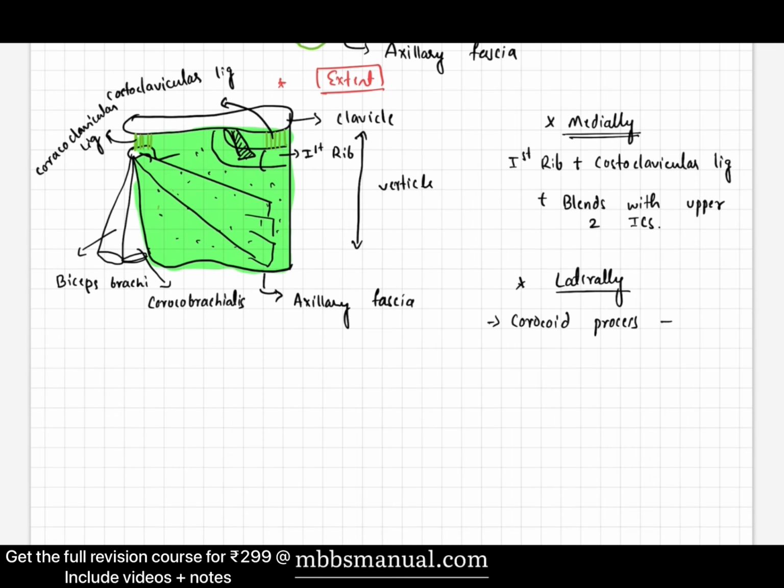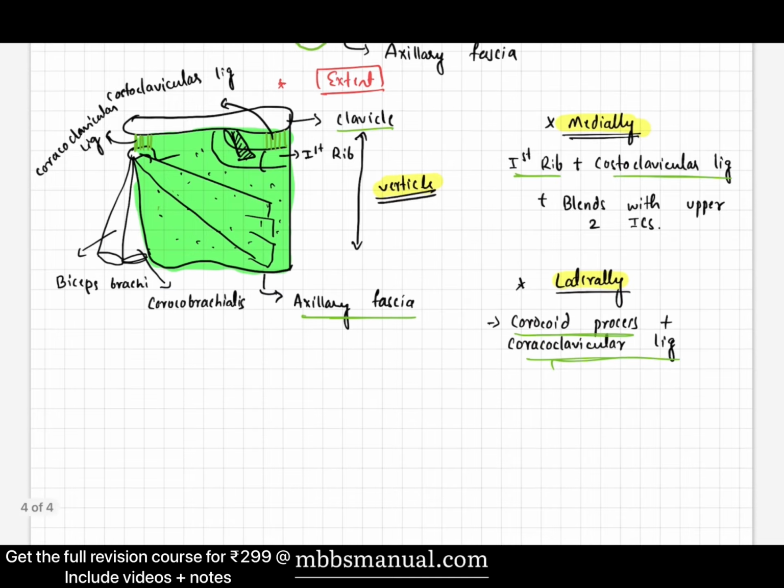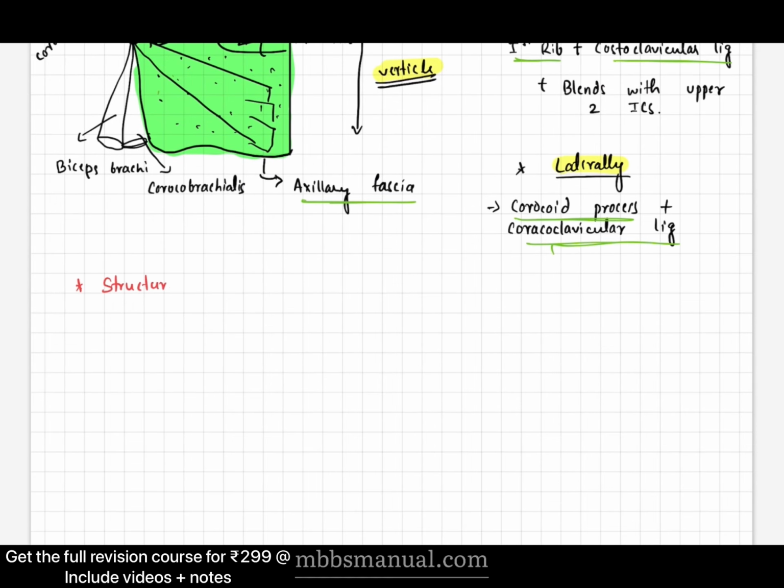So just remember that. When it comes to extent, put three subheadings: vertically, medially and laterally. Vertically, it extends from clavicle to axillary fascia. Medially, it starts from the first rib, costoclavicular ligament, and blends with the upper two intercostal spaces. Laterally, it extends up to the coracoid process and coracoclavicular ligament, and tendons of biceps brachii and coracobrachialis.